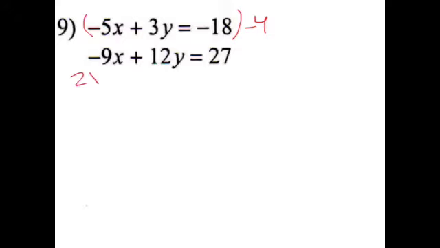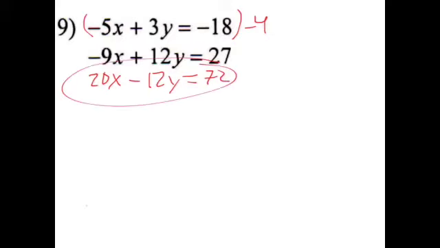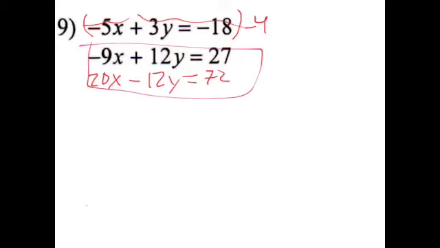That's going to give me 20x positive, negative 12y, and then negative 18 times negative 4. I don't particularly remember that, so I'm going to use my handy dandy calculator. It gives me 72. And now that I have this new equation, I'm going to just get rid of that one, not use it anymore. I'm just going to focus on the bottom two.